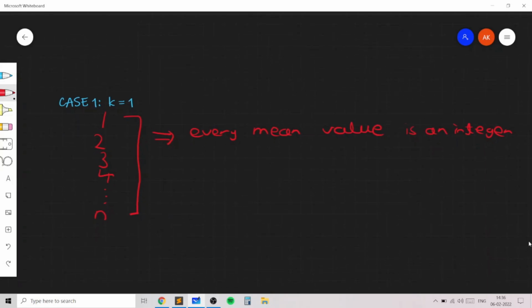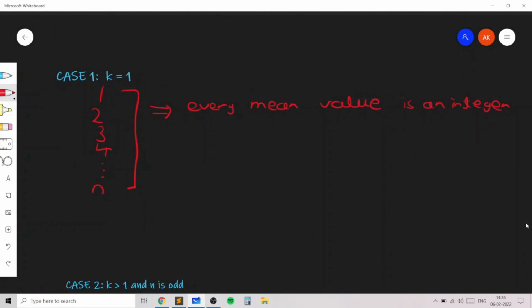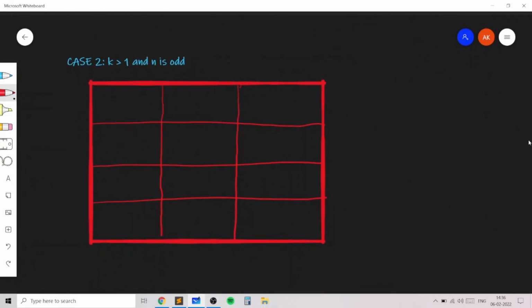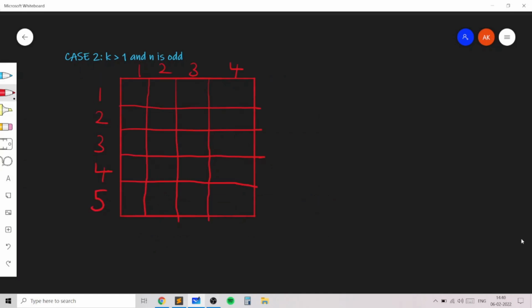Now let's consider a non-trivial case where k is greater than 1 and n is odd. So the key idea is that if you consider an example where n is odd, let's say that n is equal to 4. So if we take an example of a case when k is greater than 1, the number of elements on each shelf is greater than 1 and n is odd.